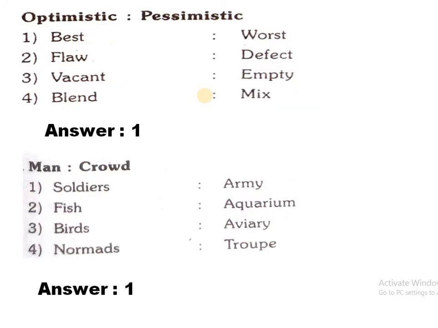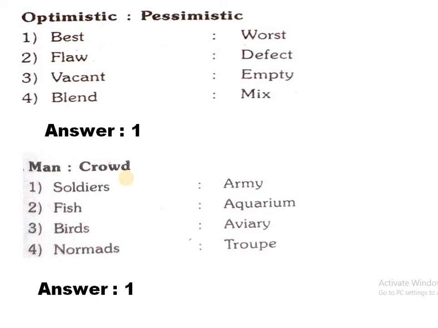So the next question is optimistic, pessimistic. What is the relationship between these two words? Antonyms. Best, worst, it is an antonym word. Flaw, defect, it's a synonym. Vacant, empty, synonym. Blend, mix, also synonym. So these three have the same meanings, but the other is opposite words. Best is opposite to worst. Similarly, optimistic is opposite to pessimistic. So the answer is 1.